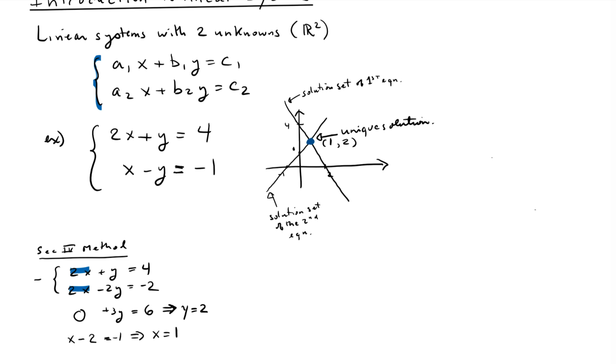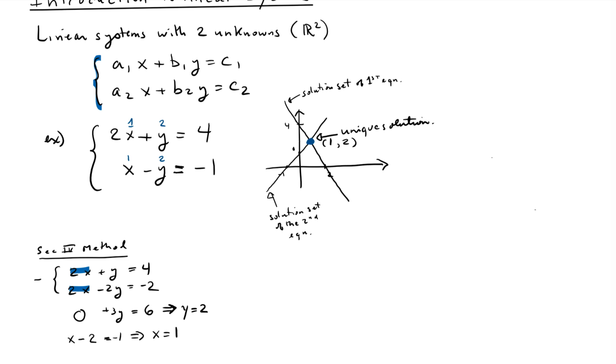And you can verify that this is correct, right? You can replace x by 1, y by 2. 2 times 1 plus 2, that's 4. 1 minus 2, that's minus 1. So it's correct. It's at least a solution. And with the steps below, we've established that it's the unique solution. We've also established that with the graph.